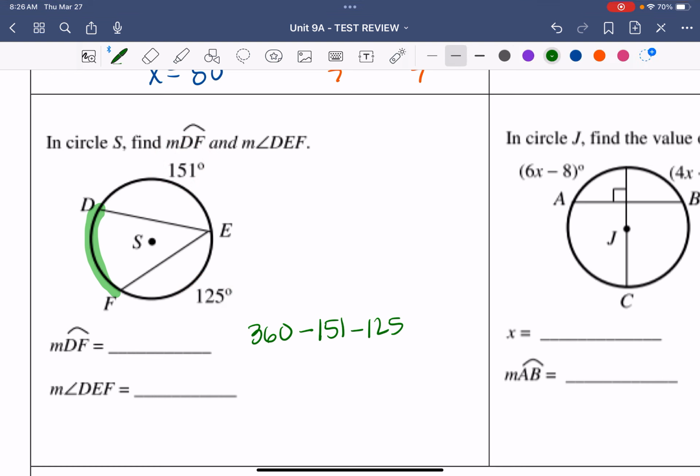And that gets me 84. So the measure of this arc is 84. But now to find angle DEF, which is this angle here, that's another inscribed angle. So it's going to be half of the arc, which gives me 42.